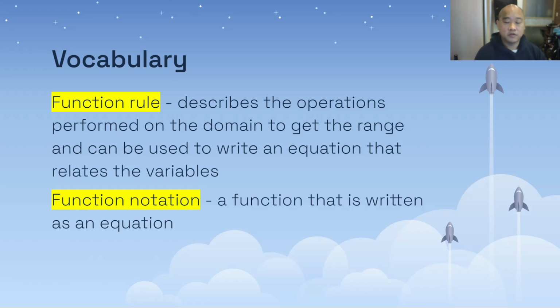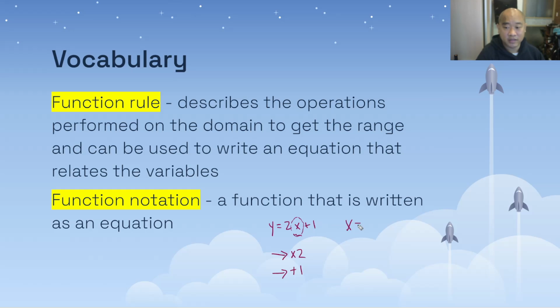Function rule. A function rule describes the operations performed on the domain to get the range. So if we look back at that function we looked at earlier, y equals 2x plus 1, what are we doing to the x? Well, we're multiplying it by 2, and then we're adding 1. So these are the function rules. These are the operations that we perform, times 2 plus 1, on the domain, right? That's what we're doing to the x value.